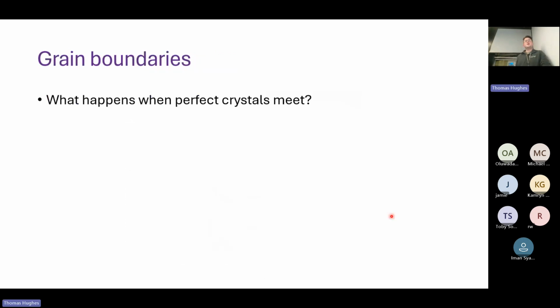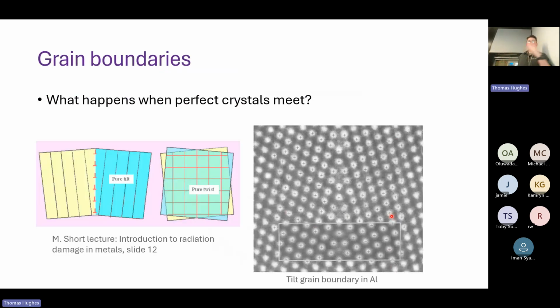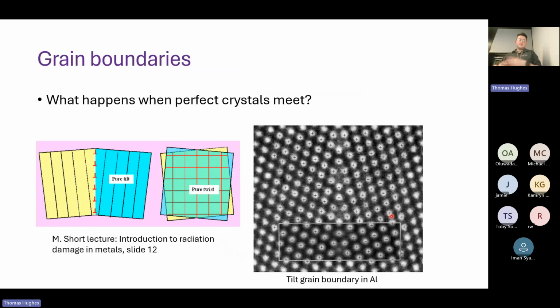So, any ideas what happens when we've got some of our perfect crystals meeting? What happens if they're not perfectly in line? We'll get what's called a grain boundary. So, much like, I know you see ice growing, you've got lots of crystals growing together and bumping into each other. That's the same for metals.